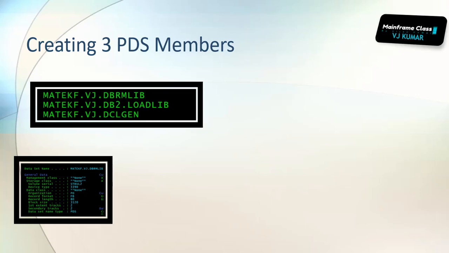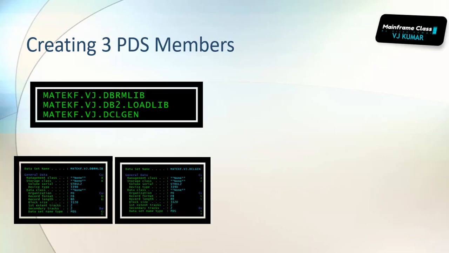So for now you can consider what DBRM lib is: when we are writing the COBOL and SQL code combined together, we have to do some pre-compilation. What pre-compilation means is whatever SQL code you are writing within the COBOL will be converted into COBOL understandable language. That particular piece of code will be written here. So for that we need to have that particular DBRM lib created. I have that DBRM lib created with fixed block 80 bytes.